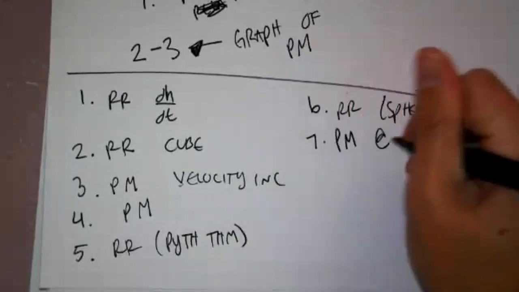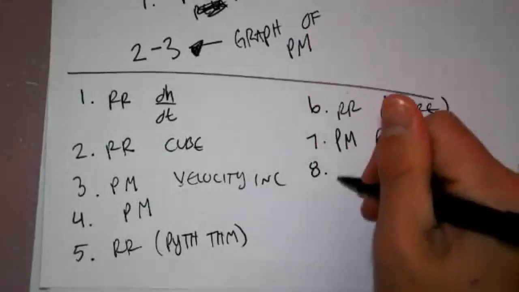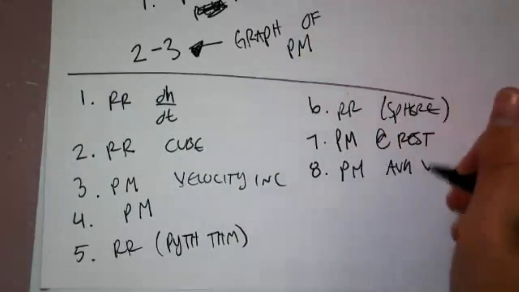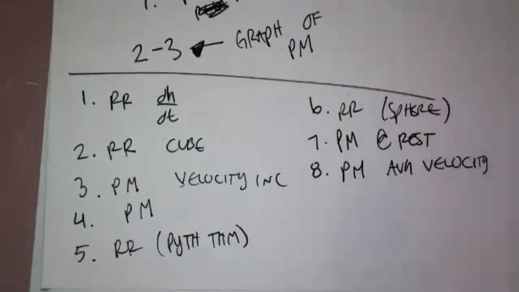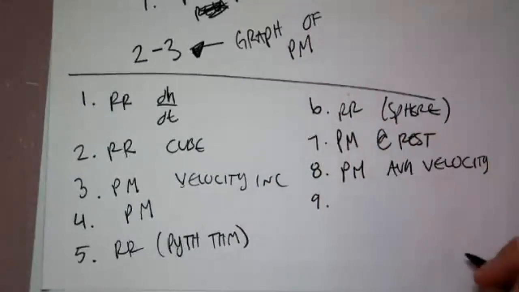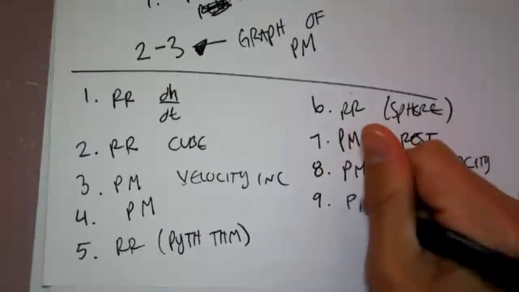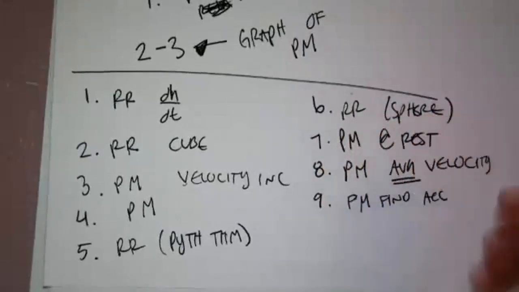When are you at rest? What do we know about the velocity when we're at rest? It's 0. Then we have particle motion, average velocity. How would you find average velocity? It's not the derivative, it's the average rate of change, like y over x. Because it says average, you have to do average rate of change. Then we have particle motion, find the acceleration, which would be either the first derivative of velocity or the second derivative of position, right?